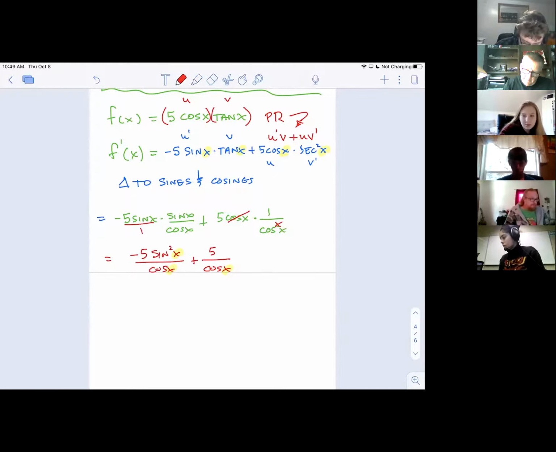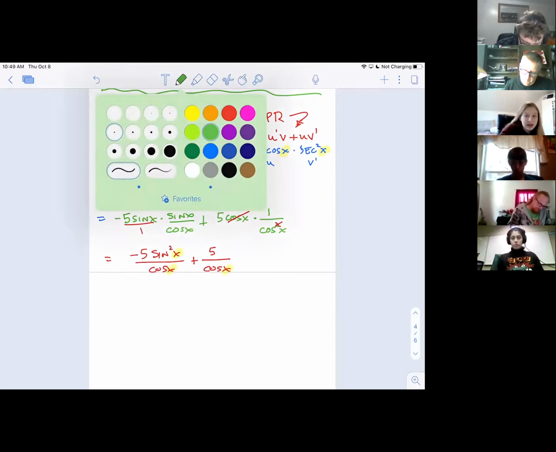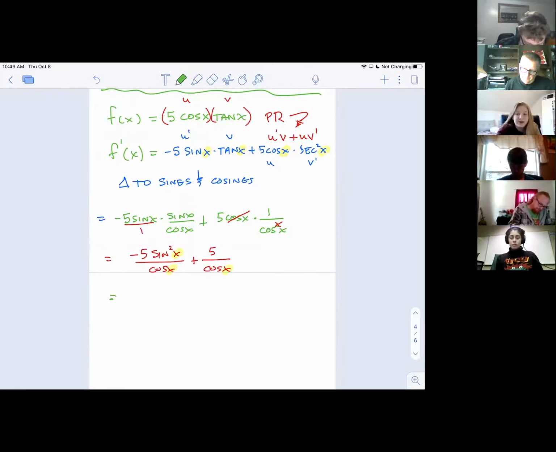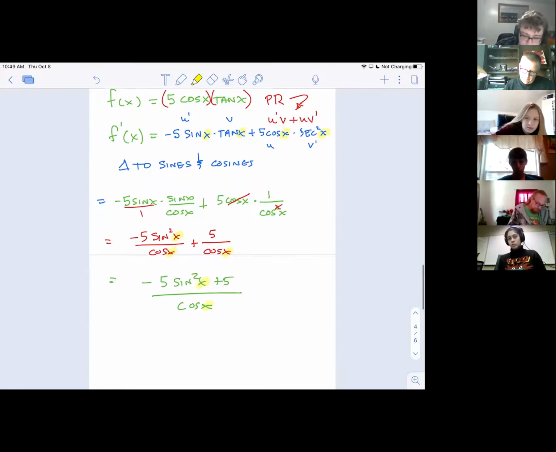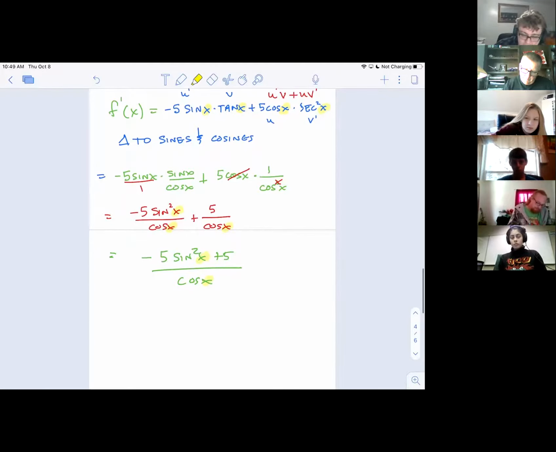But when you add them together, you can also cancel out the 5s because they have the same denominator. Notice this is a fraction that wants to be added, and it already has a common denominator. So if I did add them, I'd have negative 5 sine squared x plus 5 over cosine of x. And so now you're down to even 2 x's, and so that's even better. Are we done? You can divide 5 out of it, or negative 5, and turn it into sine x minus 1.